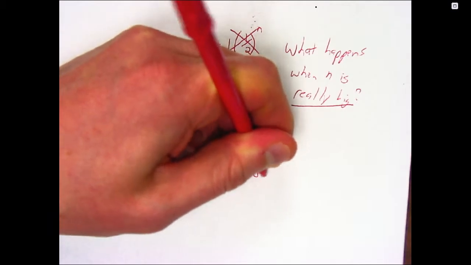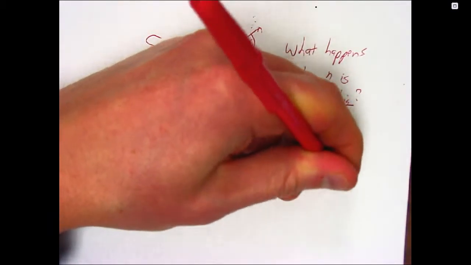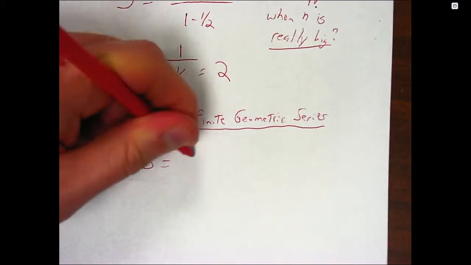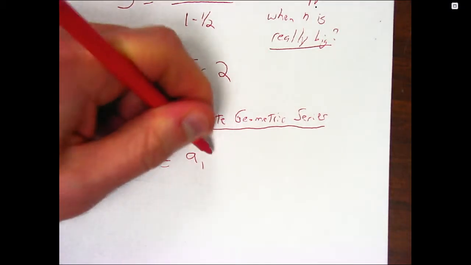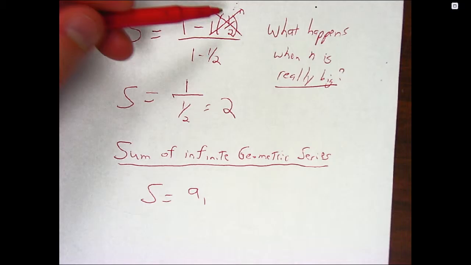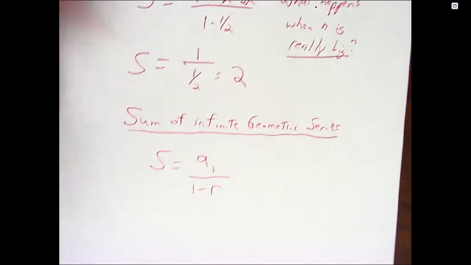And in general, the sum of an infinite geometric series, we can follow that same pattern. The sum of an infinite geometric series is going to be a sub 1 minus, we would normally have a sub 1 times r to the n, but that's the part that disappears. So I just get a sub 1 over 1 minus r.